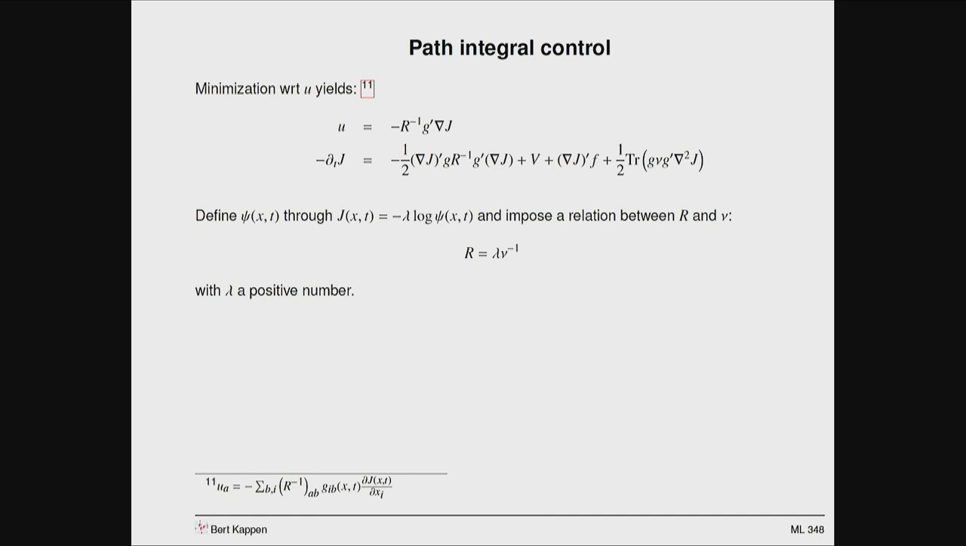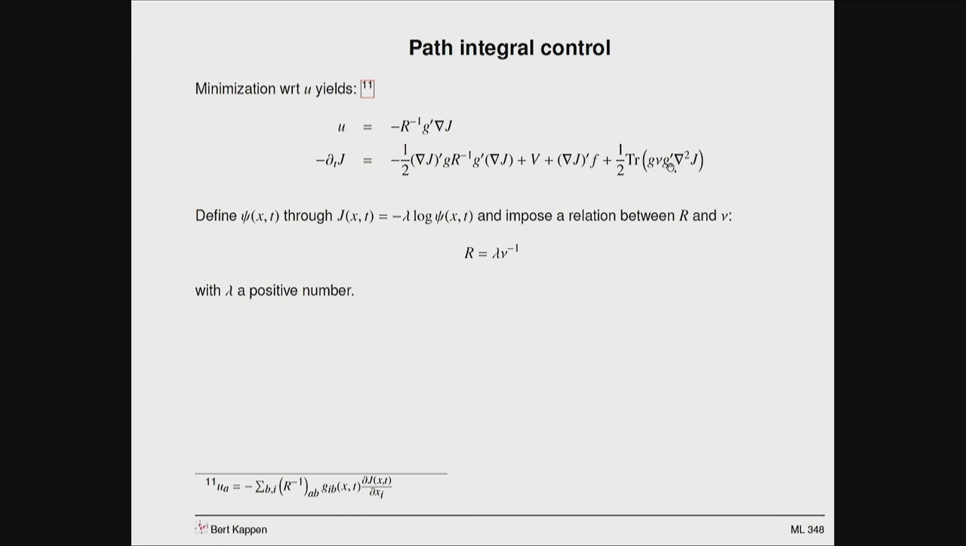And now the trick happens. If we now define psi through this log transform, in other words, we express J as minus lambda, which is a positive number, times the log of psi, and this is the definition of psi, and we fill this in here. So this is the gradient. You get the gradient of psi, then a gradient of psi squared term, and here you get a second derivative of J.